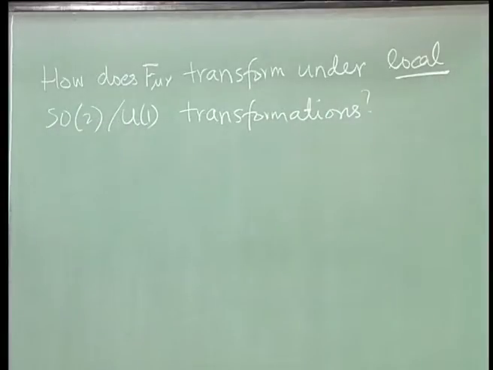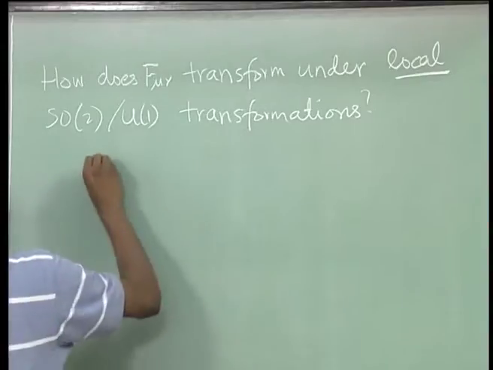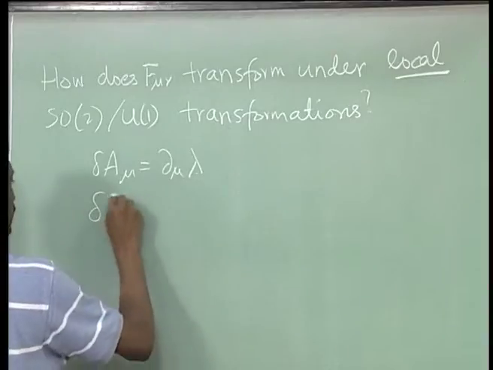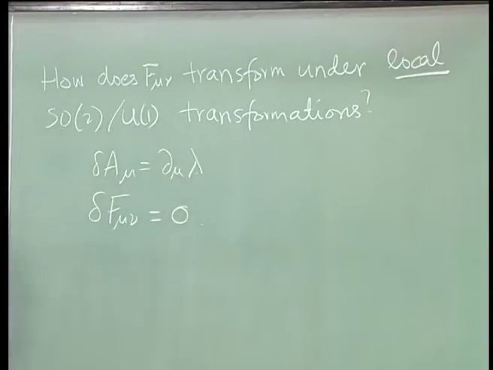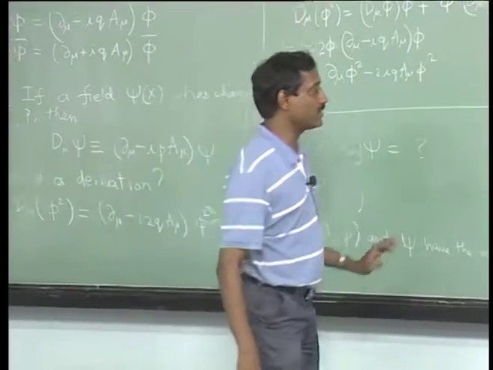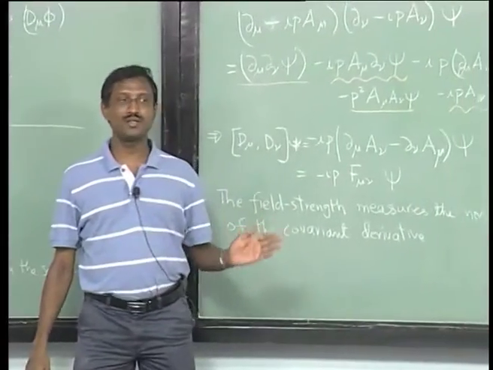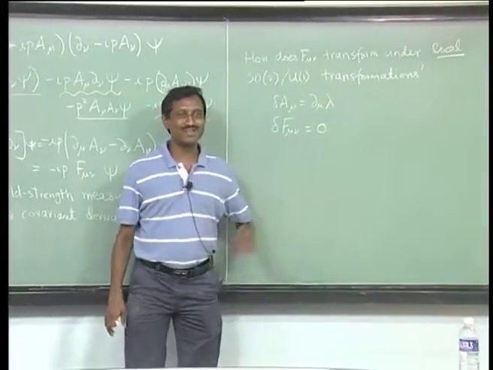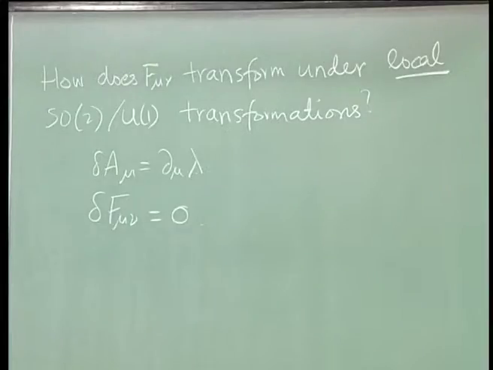Okay. And again you know this, if delta A mu is d mu lambda, then it is easy to see that delta F mu nu is 0. Okay. But this you know already from electromagnetism, but this is very special to the abelian case, which is SO2, where all group elements commute. Only for the abelian case this is true. But in the non-abelian case we will see that delta F is not 0, but it is the next best thing to not being 0, in the sense that it will transform nicely.